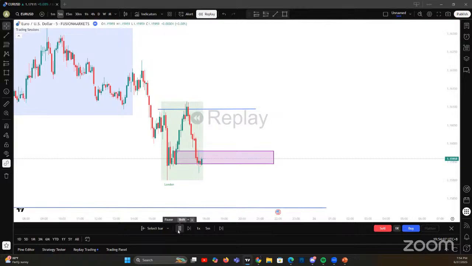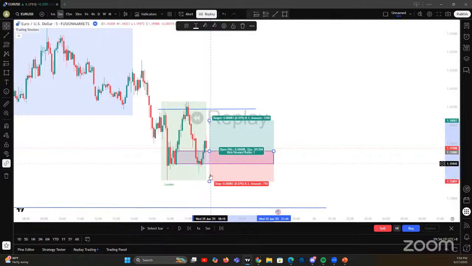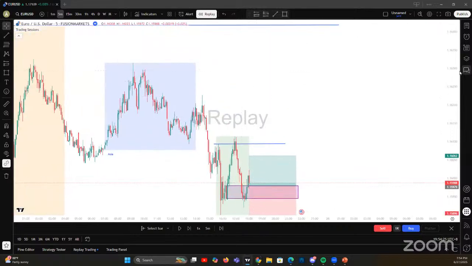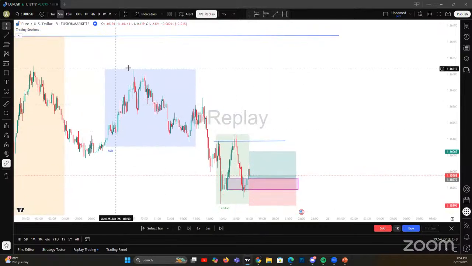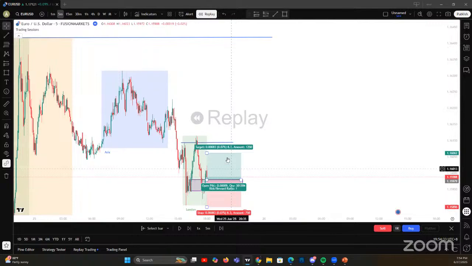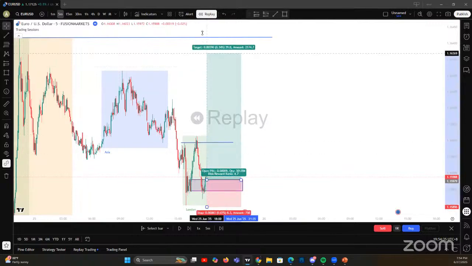Price respecting this order block. It's going now there. That's it. When you see this price action, get your long positions. Order block. Targeting where? You can target Asia's high or last night's New York high. That's it, my friend. That's how you trade.